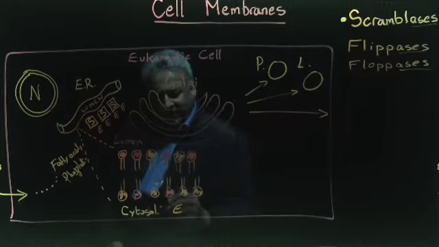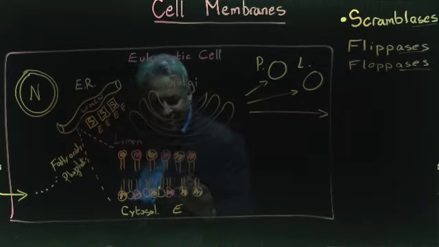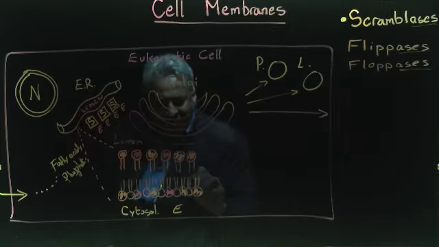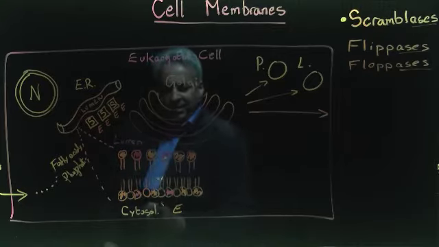So let's put that in here. Let's add a few more of these. There we go. There's one there. There's another one here. Another one here. These are newly made phospholipids which are added just to the lower leaflet, the cytoplasmic leaflet.